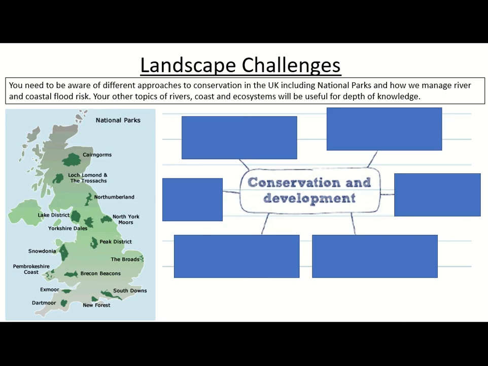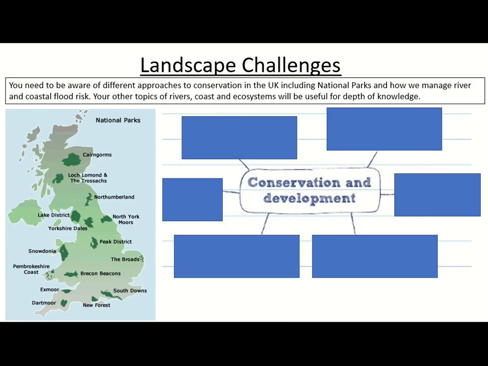So the third challenge we're going to be looking at is landscape challenges, and this starts off by looking at national parks. This whole aspect of landscape challenges in the UK is national parks and how we manage them, as well as things like rivers and coastal flooding and how we can manage that. So they're all landscape challenges which link in nicely to the UK landscapes topic.